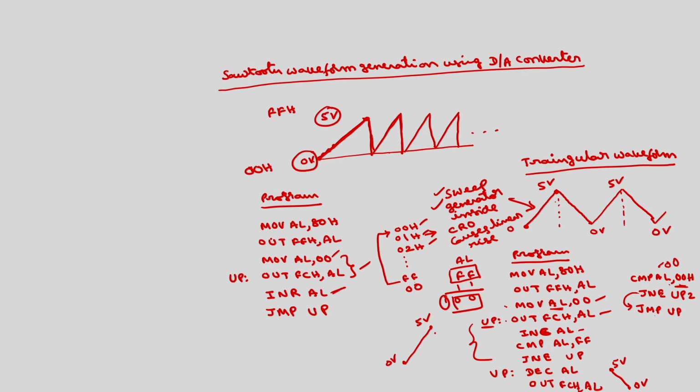So, with the simple application of a D to A converter, we can generate different waveforms. Now, using these A to D and D to A converters, we can design various measurement systems. Suppose I want to measure and control the temperature of a furnace.